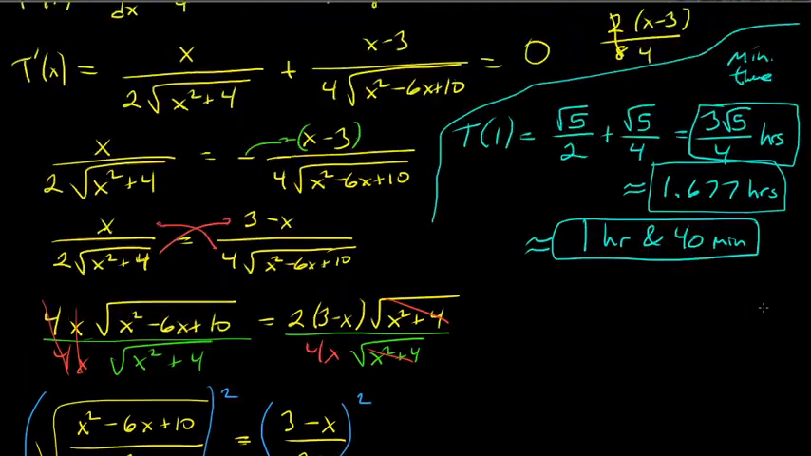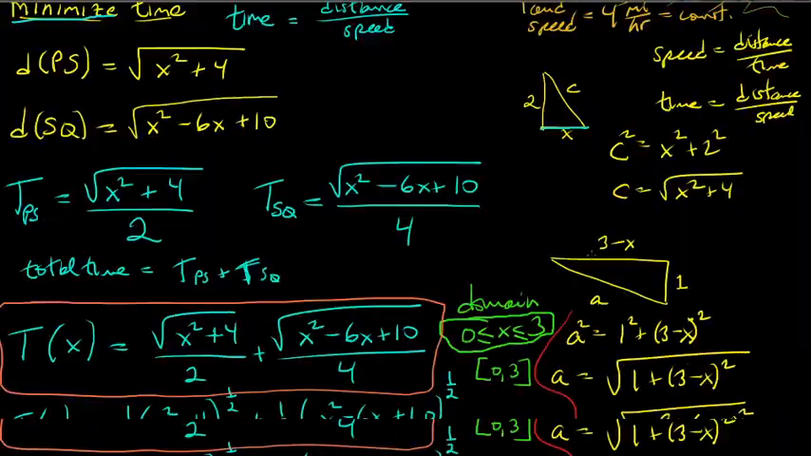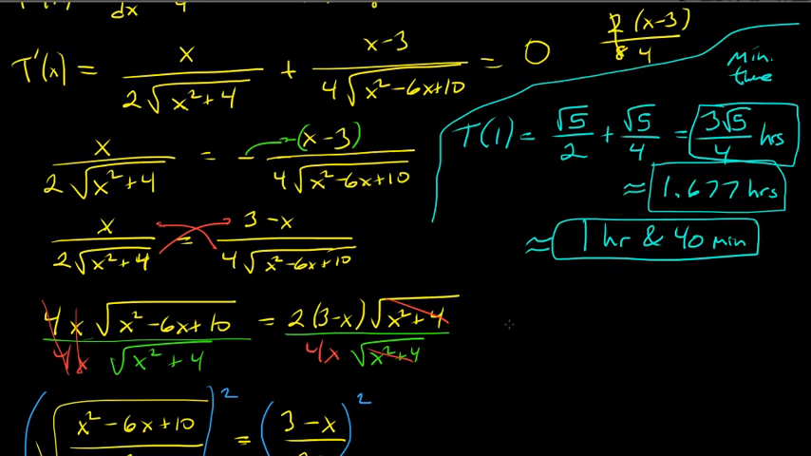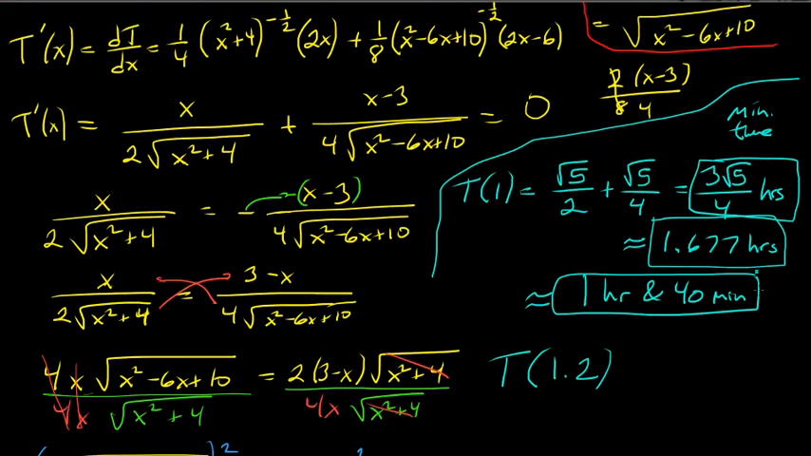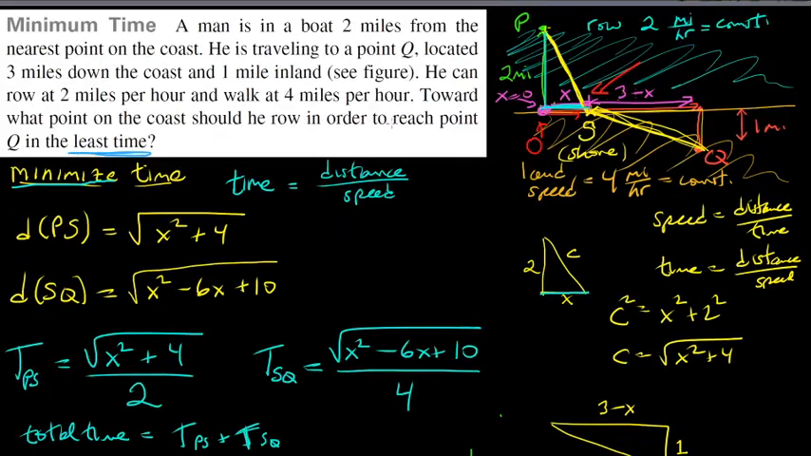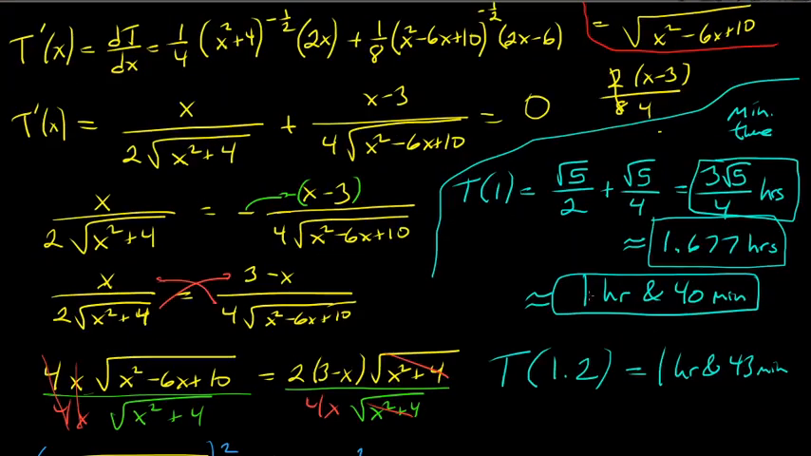If you're not convinced by this, what you can always do is pick a different x. Let's say maybe you think x should be 1.2 miles. Plug that in the same function, and you'll see you should get a time that's a little bit bigger, right? And maybe it's not much bigger. Maybe it's 1 hour and 43 minutes. But it still takes longer, and we want to minimize the time. So this is the minimum time right here.